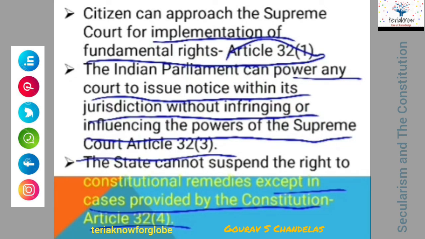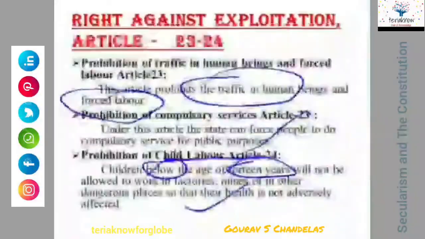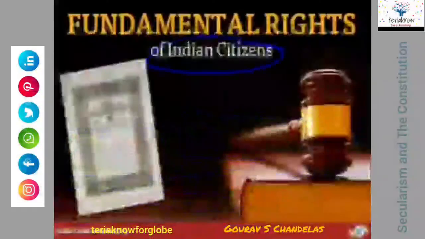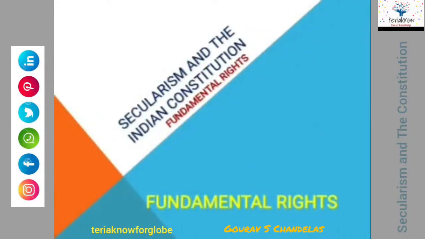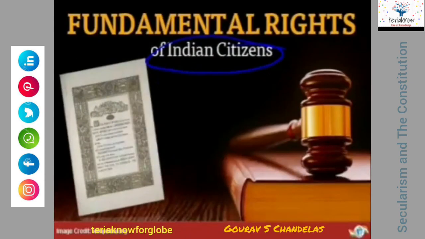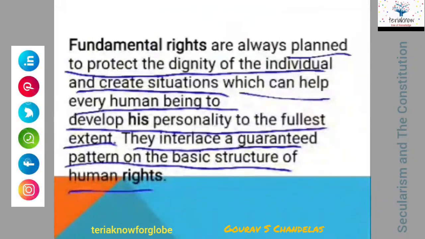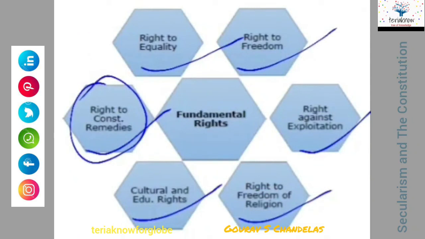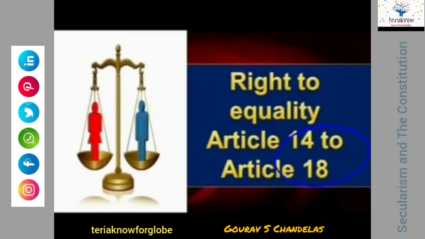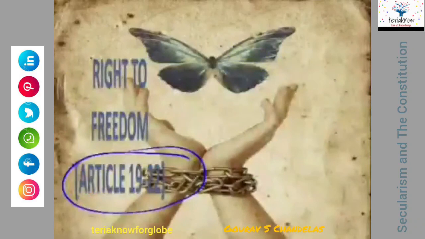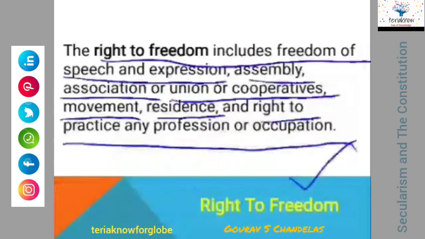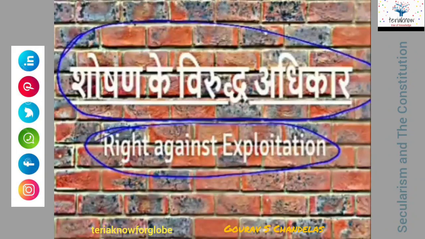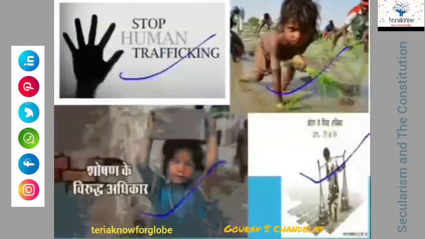Understand? So this was all about the fundamental rights. Now let's revise what we have studied today. In the fundamental rights, we talked about fundamental rights and their definition, why fundamental rights are known as fundamental rights, and awareness of the fundamental rights. Okay, now we talked about fundamental rights and their classification. Right to equality, it starts from Article 14 to Article 18. We talked about right to freedom, Article 19 to 22. Then we talked about right against exploitation, Article 23 to 24.